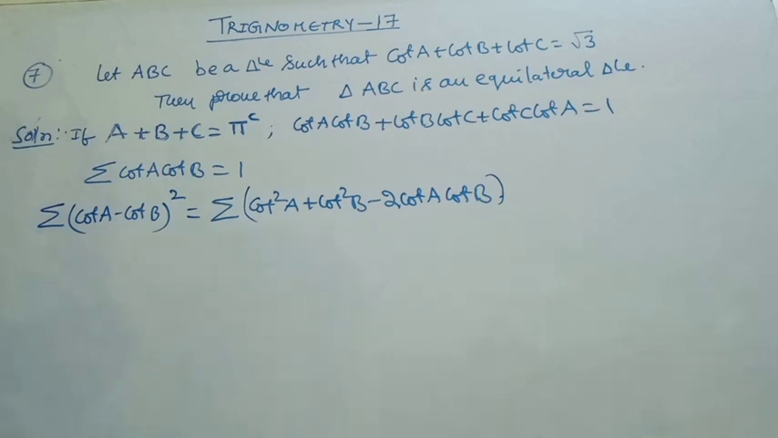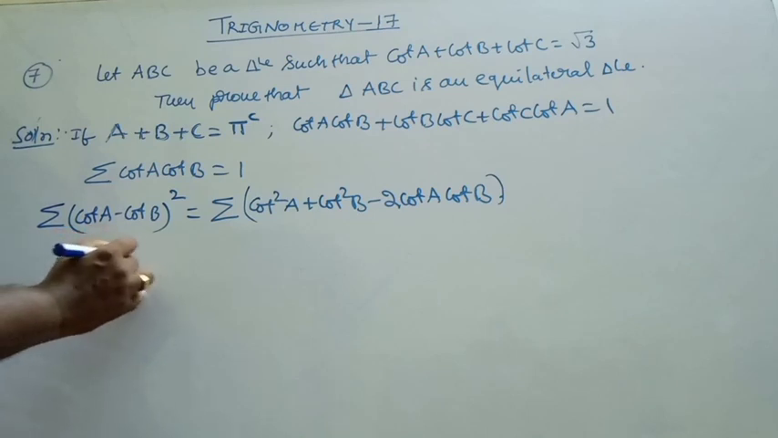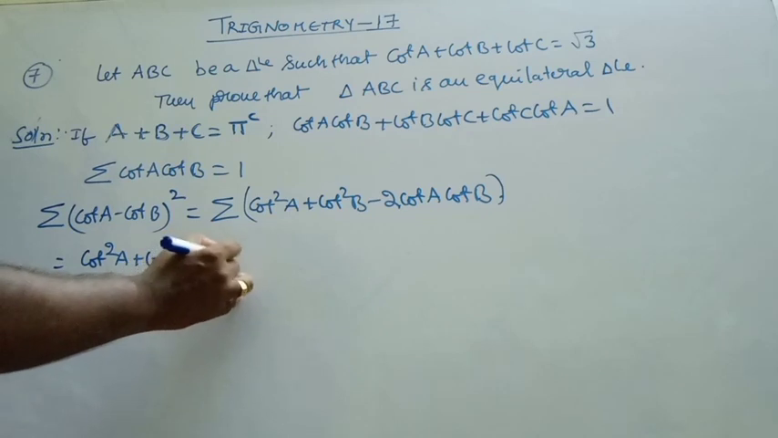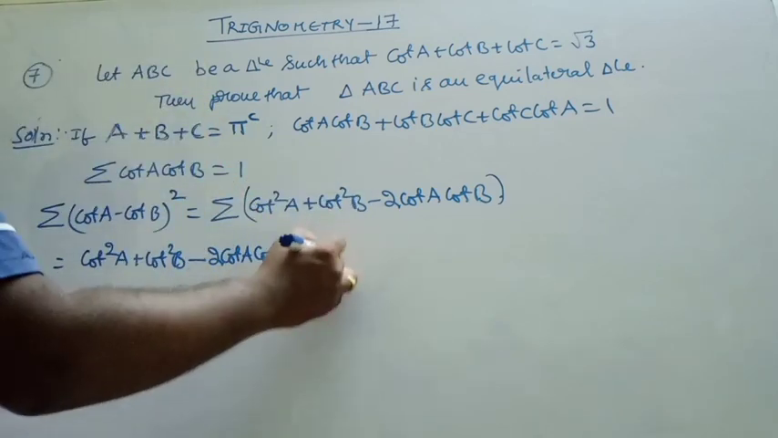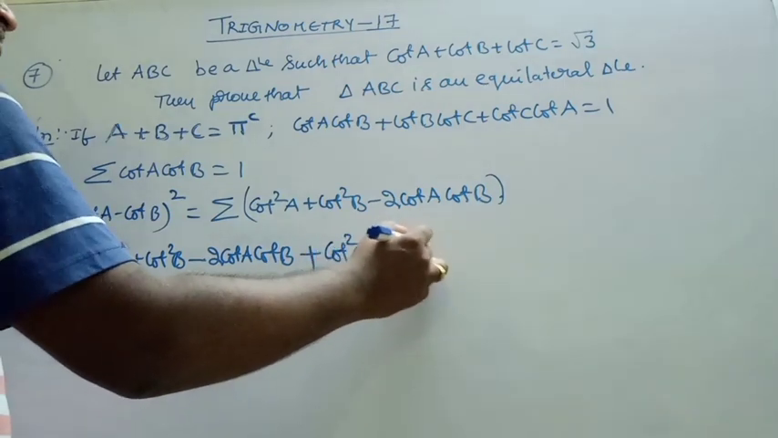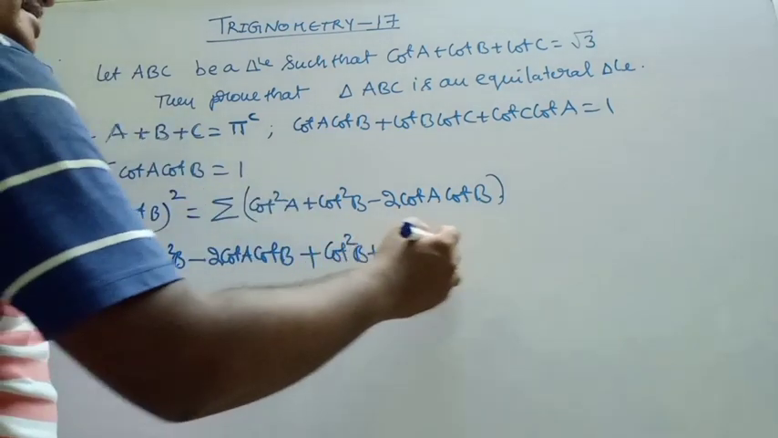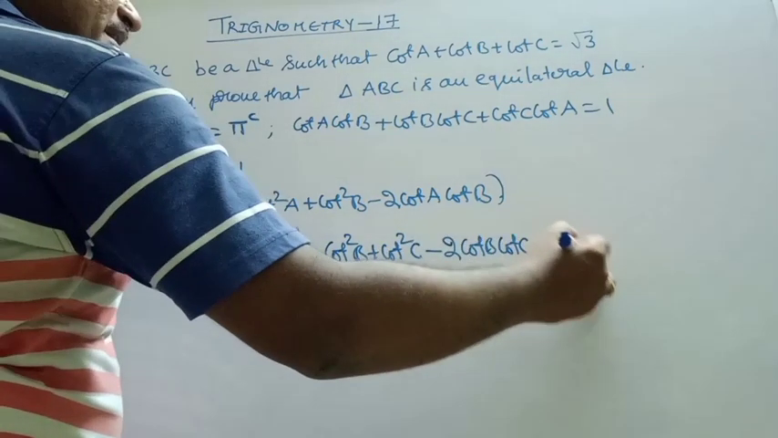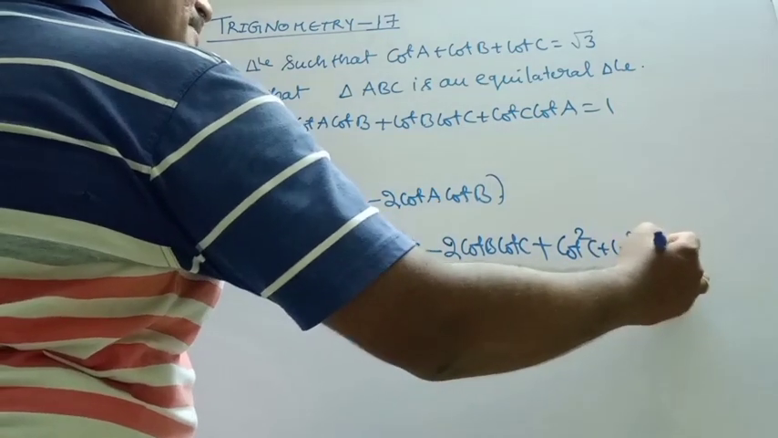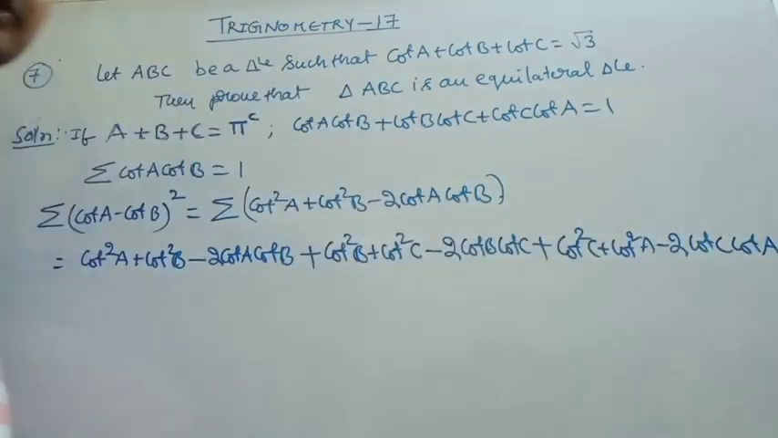Now if you take all the other terms, if you remove the sigma, we get cot square A plus cot square B minus 2 cot A cot B. The next one is B and C, so all the possible cyclic terms will be repeated: cot square B plus cot square C minus 2 cot B cot C, plus the next, cot C cot A: cot square C plus cot square A minus 2 cot C cot A.